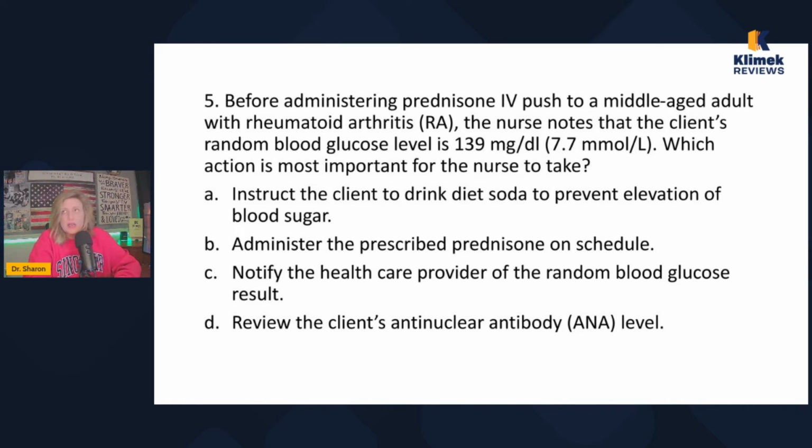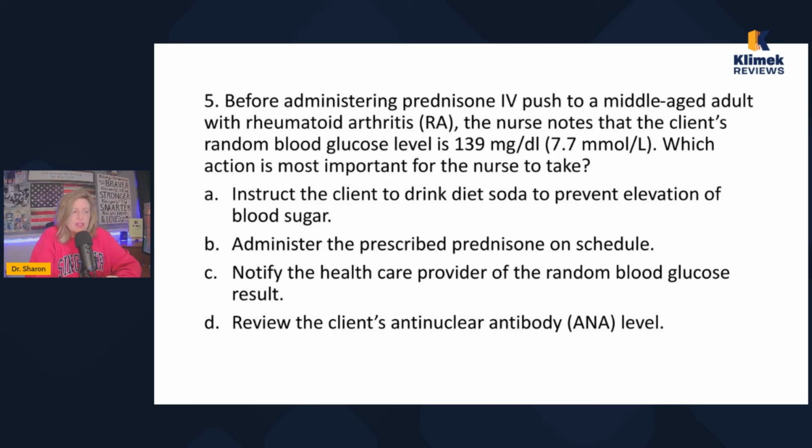Prednisone does suppress the immune system, but it also causes hyperglycemia. So a side effect of prednisone is hyperglycemia in some patients. Not everybody has that, but it's pretty common. So it's a side effect. Is it a side effect? Well, is it an adverse effect?